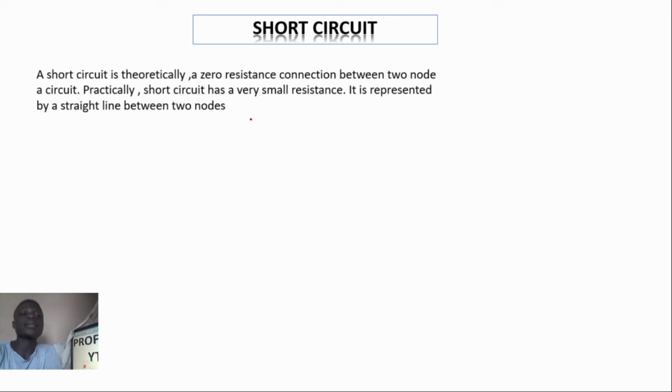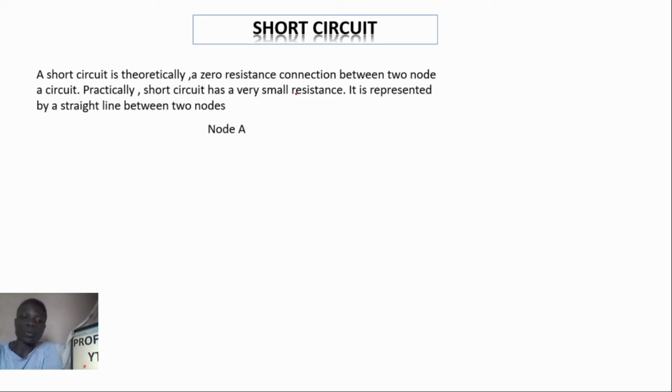A short circuit is theoretically a zero resistance connection between two nodes. Theoretically means in theory, but in real life a short circuit has a small resistance. It is represented by a straight line between two nodes.